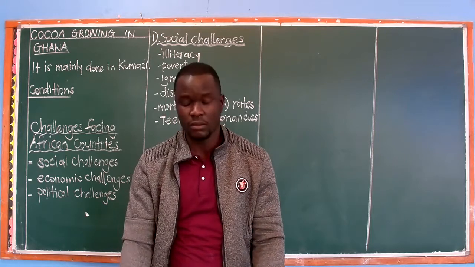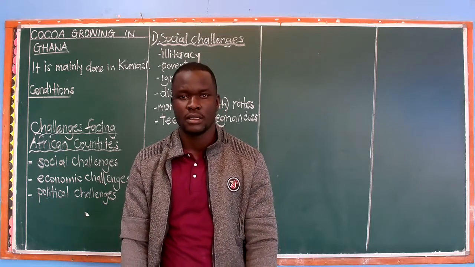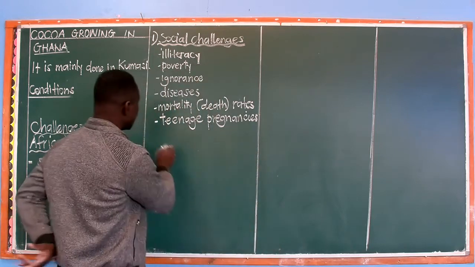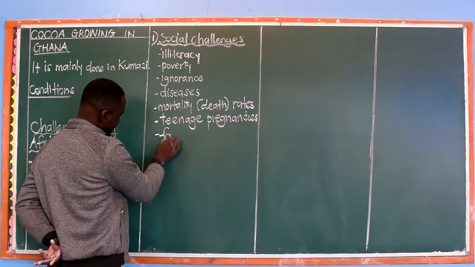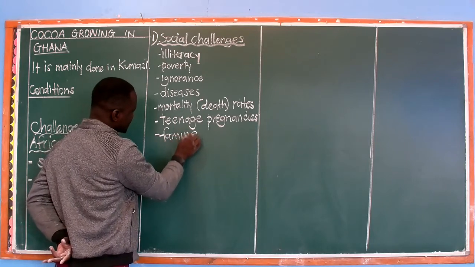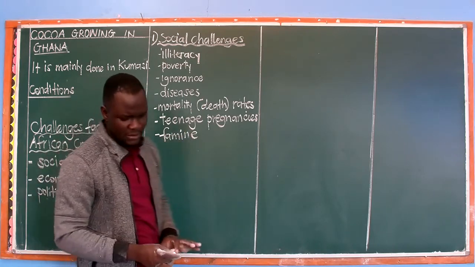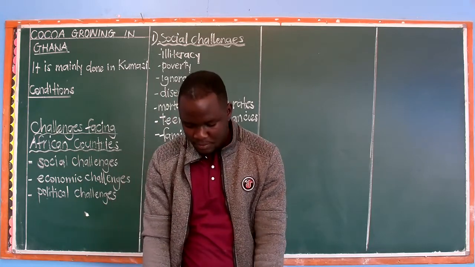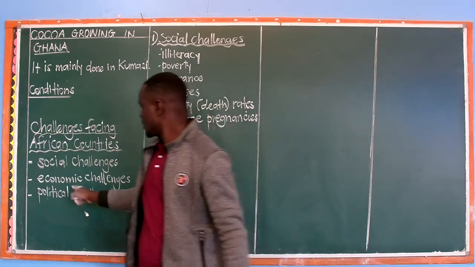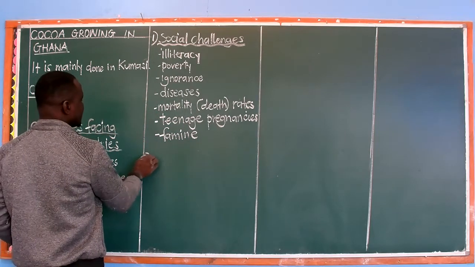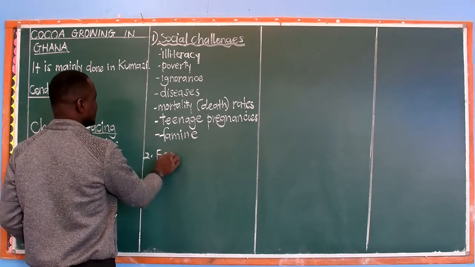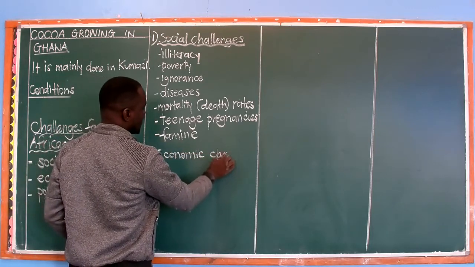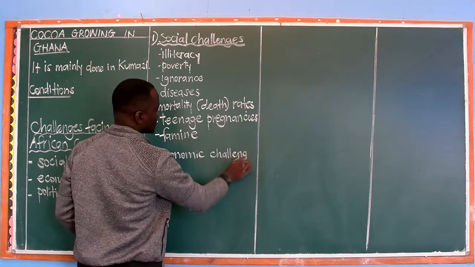Then we have famine. Famine, that is lack of food to be eaten in a country, making people starve. That is another serious problem that is facing the people in Africa. Next, we are going to look at the other economic challenges. Those have been under the social challenges.